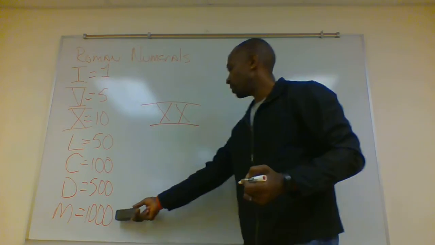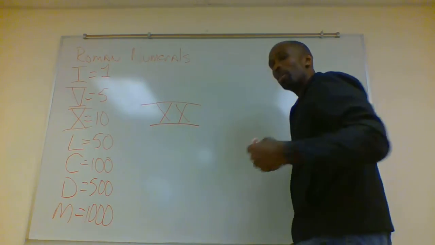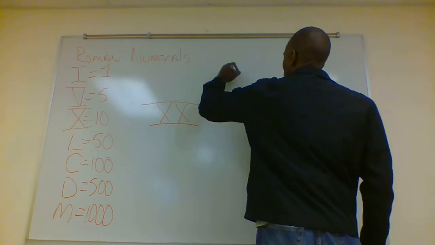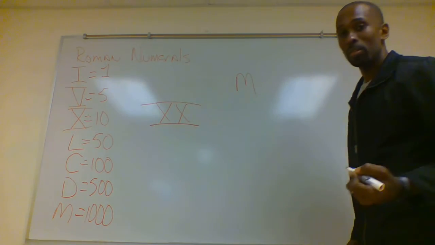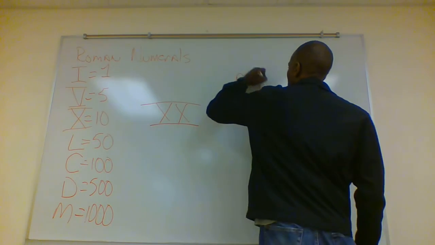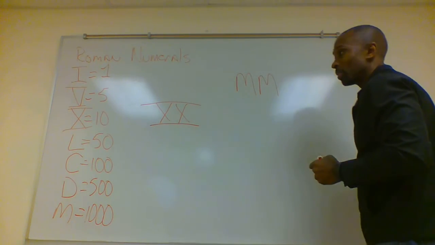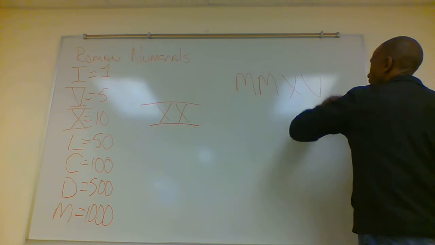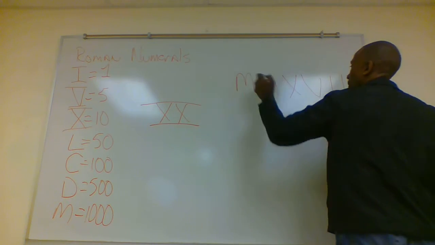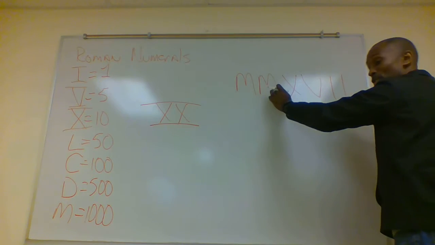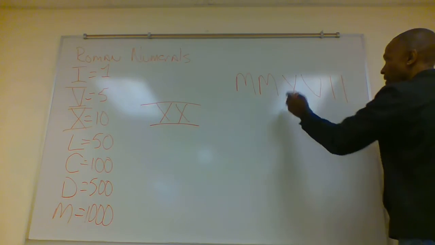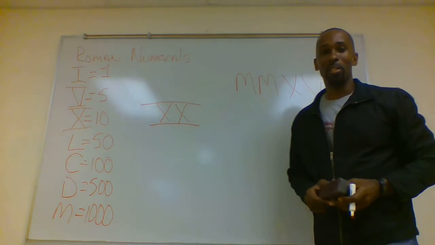So the number 1000 is M. Let's use the current year, 2017. The Roman numeral for 1000 is M. So that's 1000. We want 2000 and 17. X, V, I, I. So again, you have 2000, plus 10, plus 5, plus 2. So MMXVII is the current year.